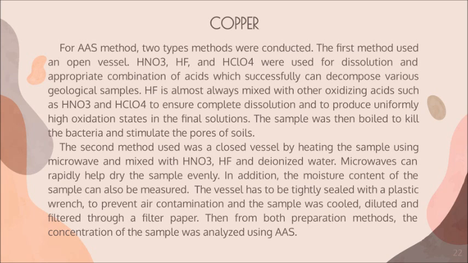The second method is to use closed vessels by heating the sample using a microwave and mixing it with HNO3, HF, and deionized water. Microwaves can rapidly help dry the sample evenly. In addition, the moisture content of the sample can also be measured. The vessel has to be tightly sealed with a plastic wrench to prevent air contamination, and the sample was cooled, diluted, and filtered through a filter paper. Then, from both preparation methods, the concentrations of the sample were analyzed using AAS.